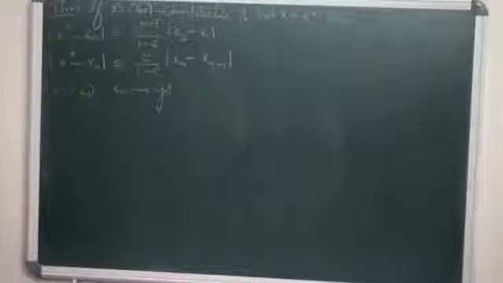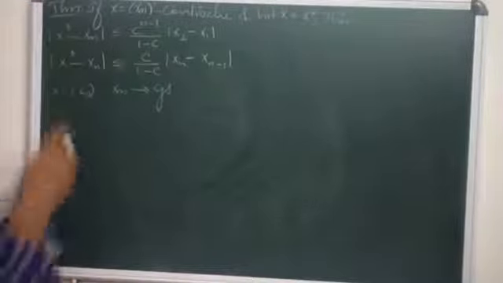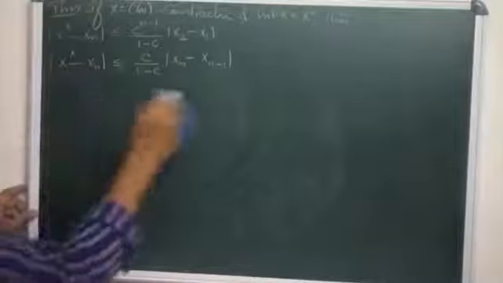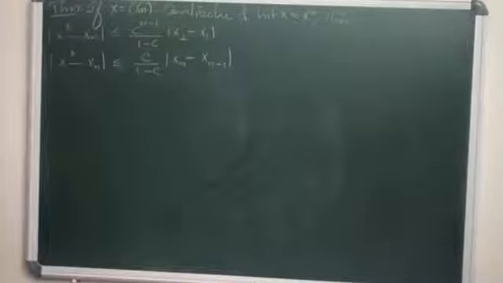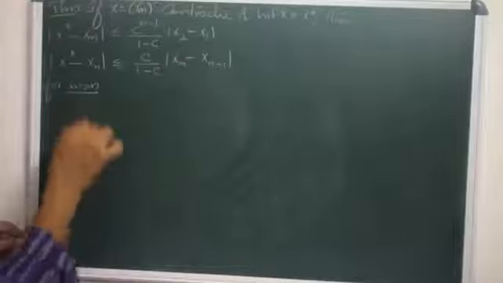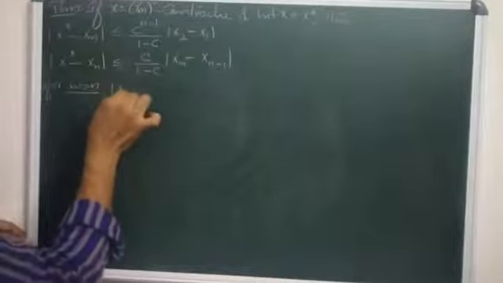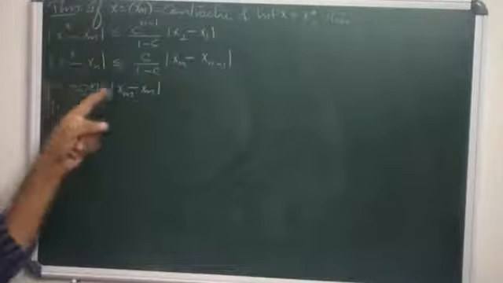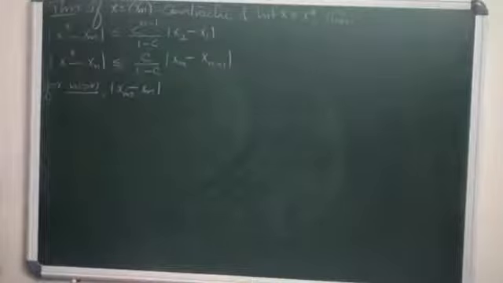How to prove the second result? |x star - xn| is less than or equal to c/(1-c) times |xn - x_{n-1}|. How to prove this one? We have, for m greater than n, |xm - xn|. We know that a contractive sequence is Cauchy.